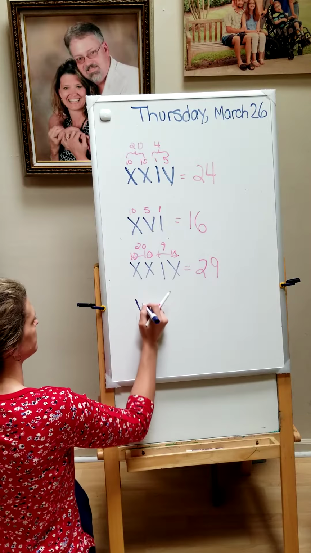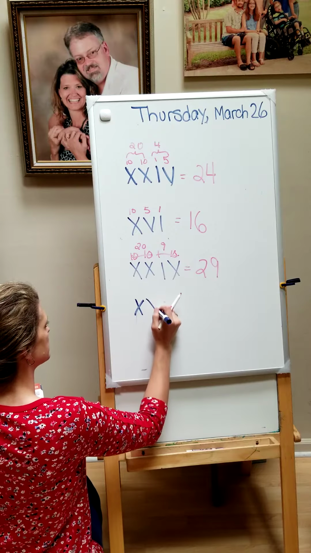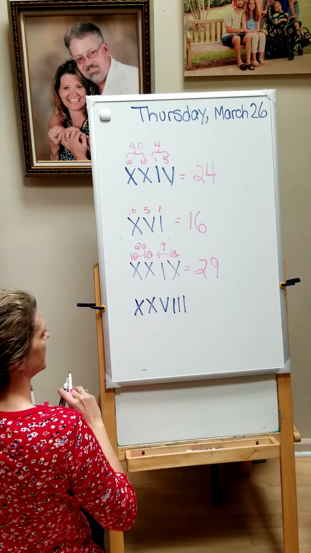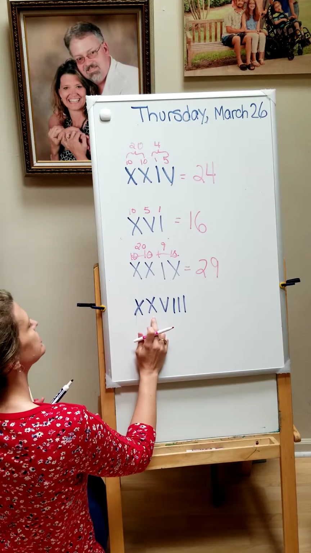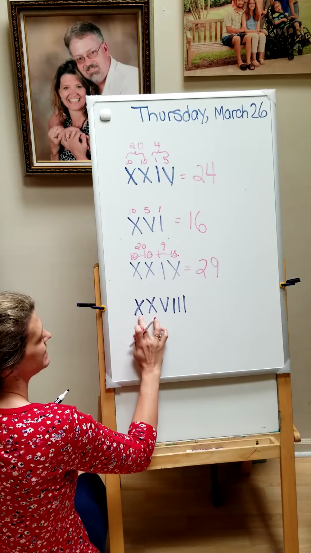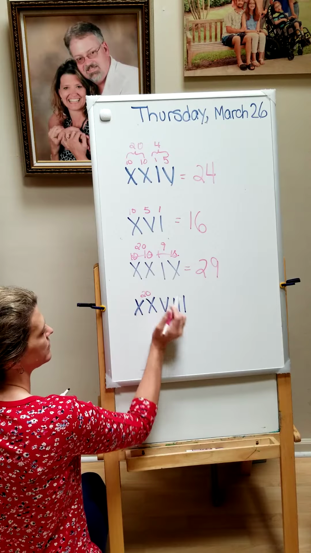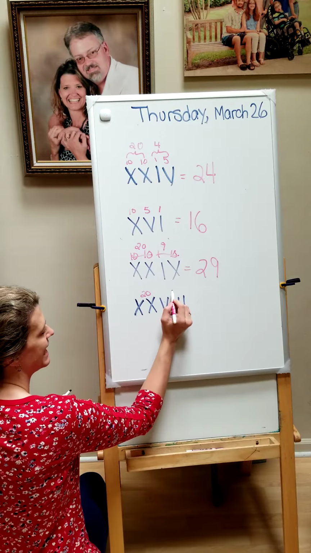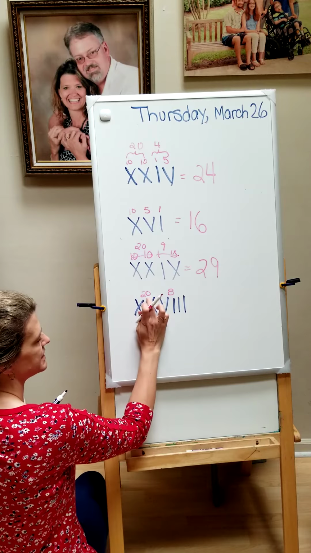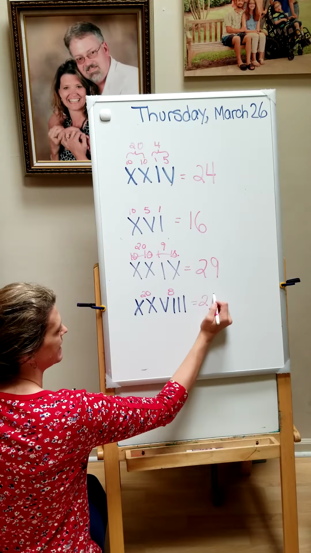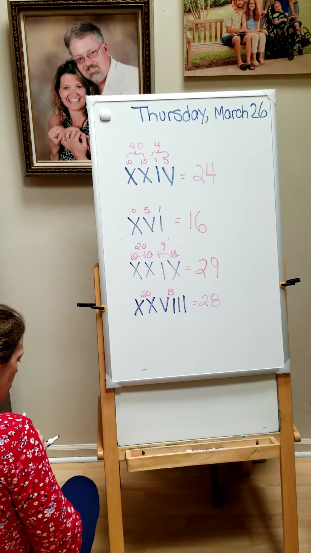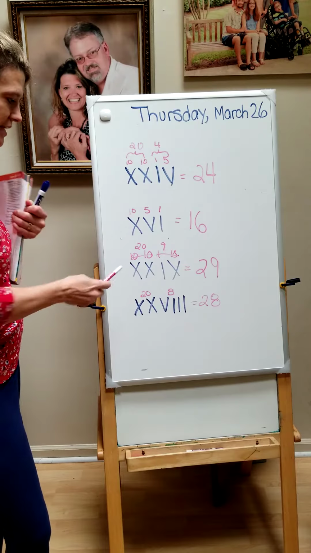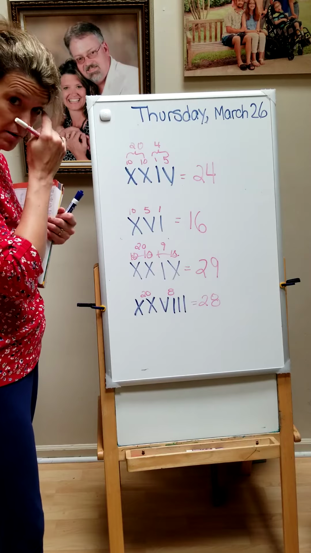Last one. All right, X and X. Let's do this together. We know that X right next to X is what? 20. Now let's look at this one, V-I-I-I. What is that one? 8. Okay, 20 plus 8 is what? 28. The more you work with Roman numerals, you'll be able to do it quicker, and you won't need to write every single number at the top.